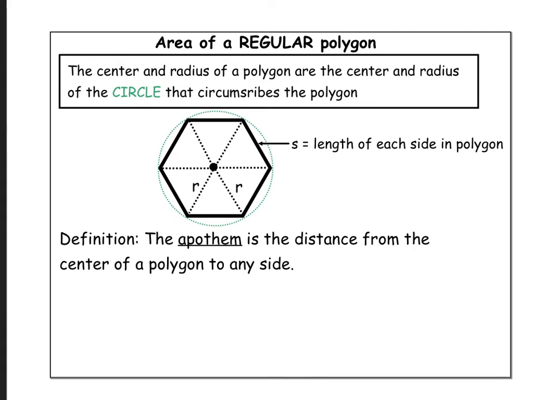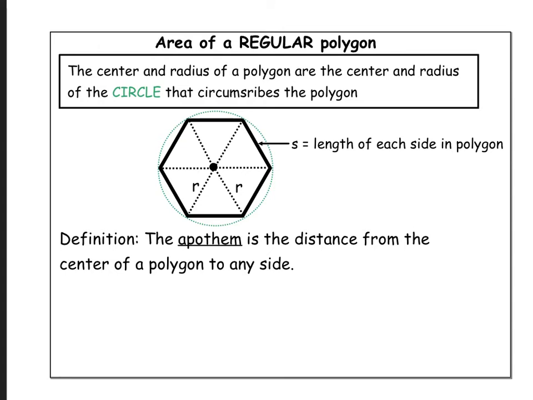So the center and the radius of a polygon are the center and radius of the circle that circumscribes it. So you see there I have a 1, 2, 3, 4, 5, 6, it's 6-sided, and that's a hexagon. And there's a green circle circumscribing it. So the center of the polygon is the center of the circle. And you see the radius there, those dotted lines from the center which go to the vertex. That is the radius of the polygon.